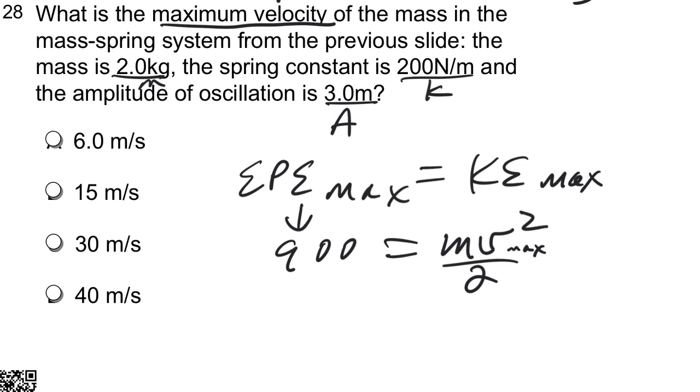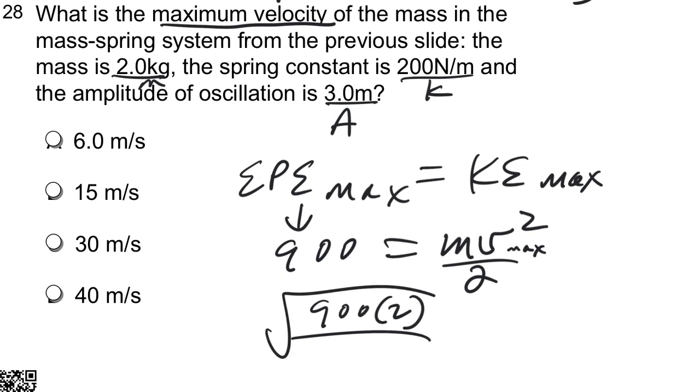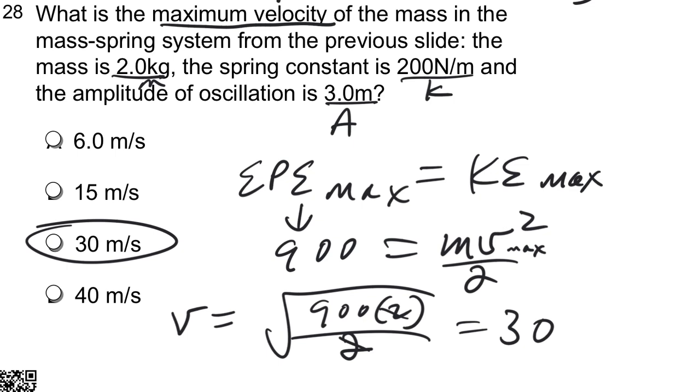So 900 times 2 divided by the mass, and then square root that. The mass is 2, so these cancel out. So 3 times 3, 30 times 30, so this is 30. That's what v stands for.